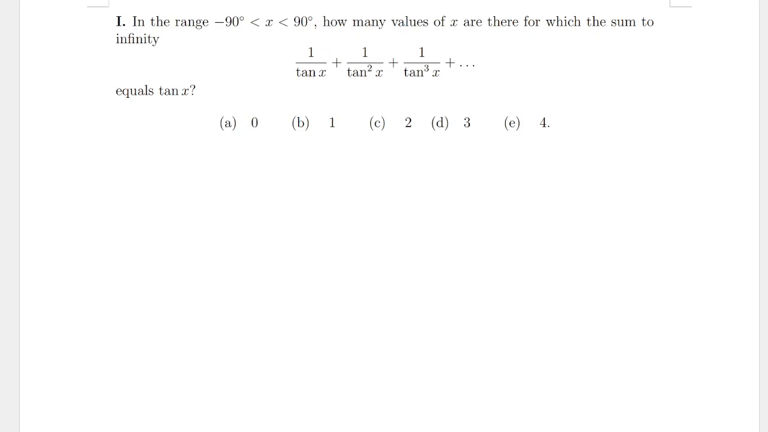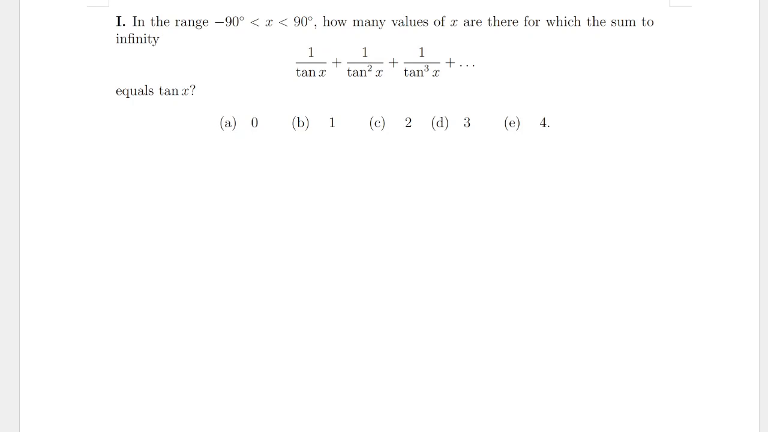Cool. Question 1i: in the range negative 90 to 90, how many values of x are there for which the sum to infinity, 1 over tan x plus 1 over tan squared x plus 1 over tan cubed x plus so on, equals tan x? Okay, so basically we do what we're told, right?